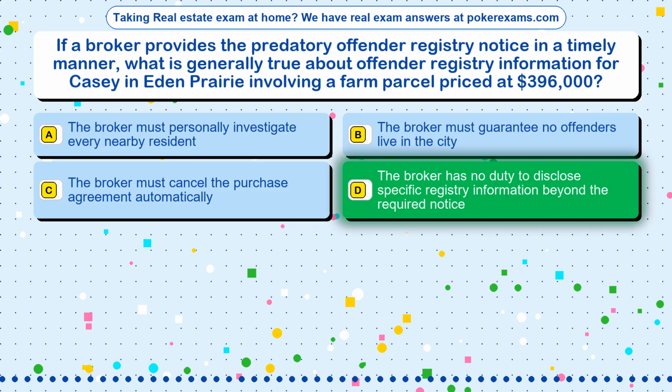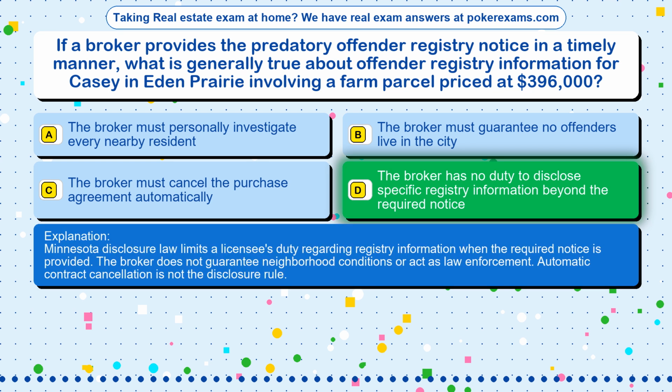The correct answer is option D. The broker has no duty to disclose specific registry information beyond the required notice. Minnesota disclosure law limits a licensee's duty regarding registry information when the required notice is provided. The broker does not guarantee neighborhood conditions or act as law enforcement. Automatic contract cancellation is not the disclosure rule.